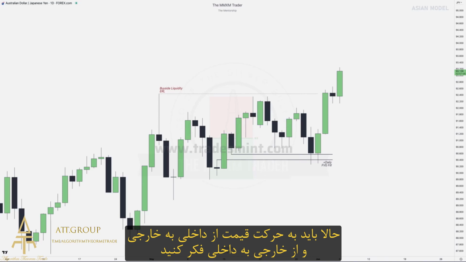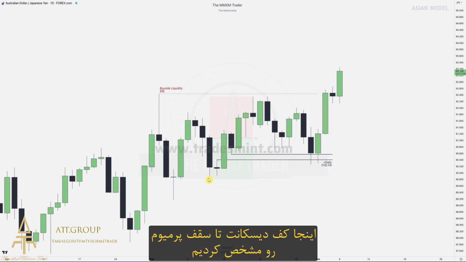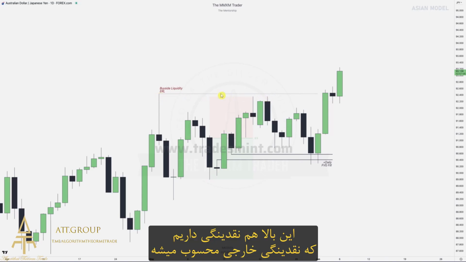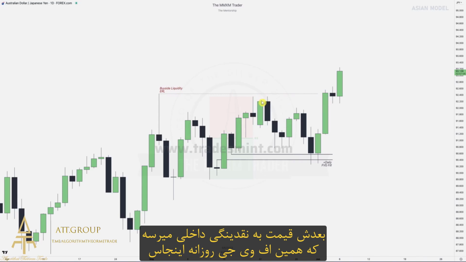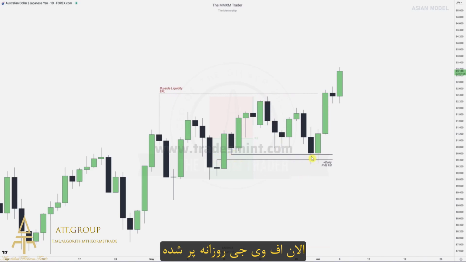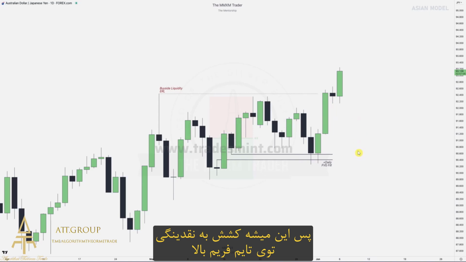Now we're thinking about that internal to external and external to internal once again. Over here we have our discount low into discount high, so we have these failure swings up here, right? So buy side liquidity is that external range liquidity. So after we hit internal range liquidity, which is this daily fair value gap, right? This daily fair value gap has been filled up, then we're going to look for external range liquidity. So that's our draw on liquidity for the higher time frame.